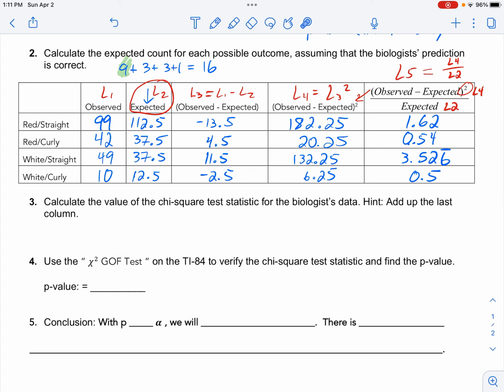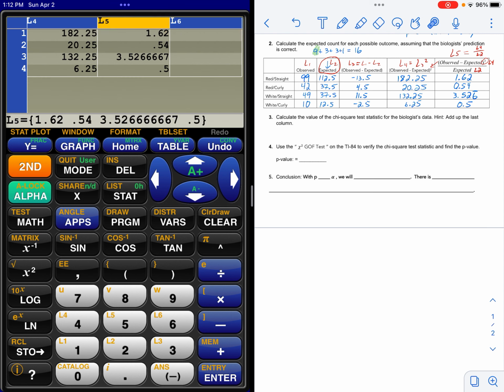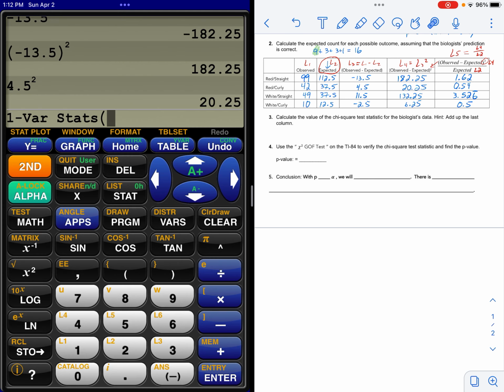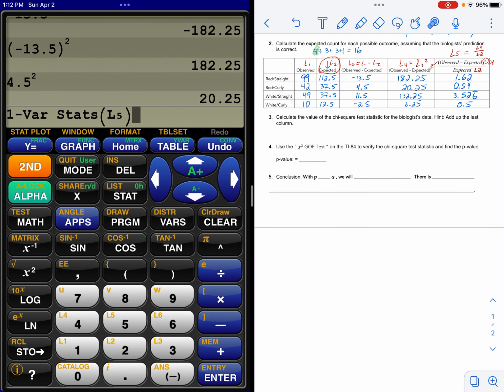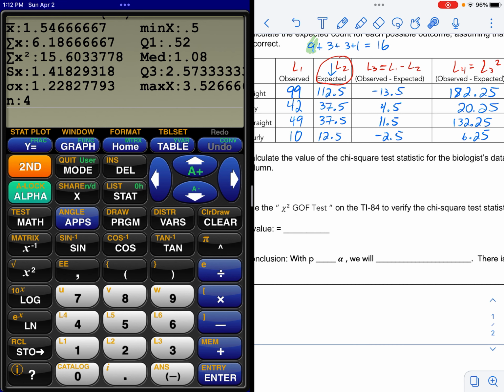Well, that would just be adding up these numbers. And again, yuck, I don't want to do that by hand. So I have all those numbers right here. Let me get rid of list 6. I have them all right here in list 5. I just want to add up list 5. So I'm going to go stat calculate number 1 var stats, and I'm going to do list 5. Remember, it will give me the sum. It's the sigma, that capital E thingy, capital EX. So it is 6.186 repeating. Okay, that's my chi-squared value.